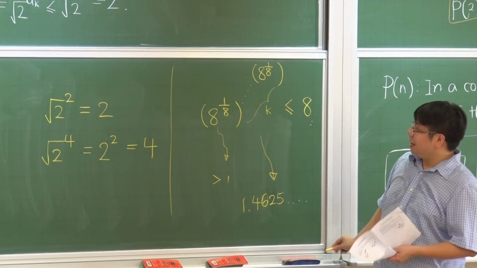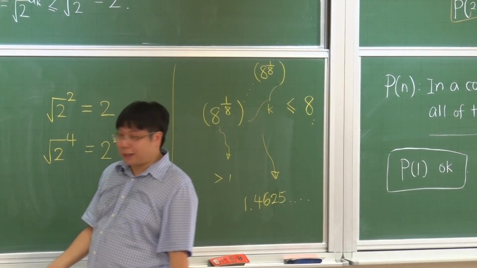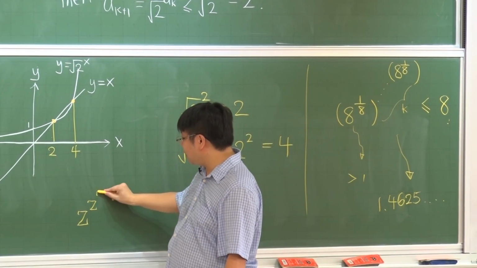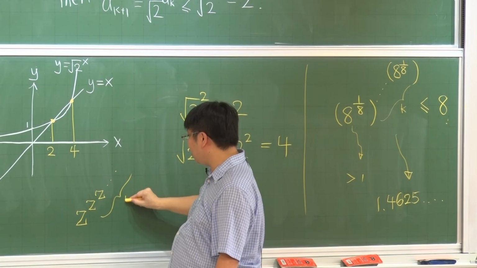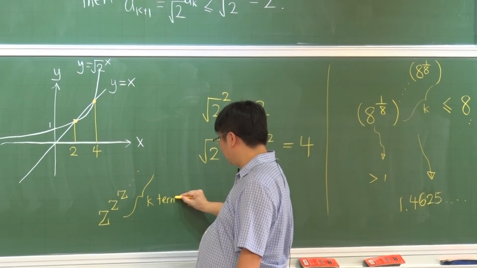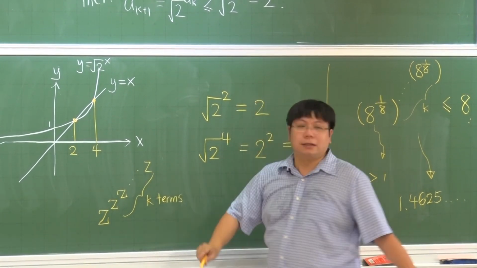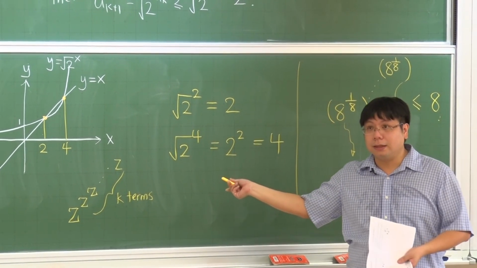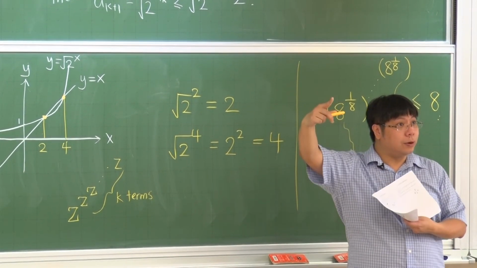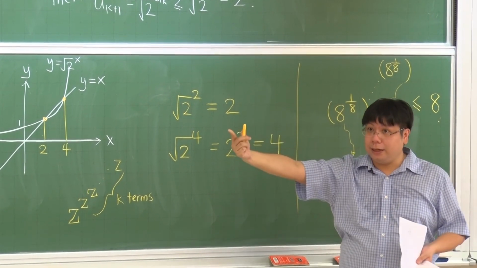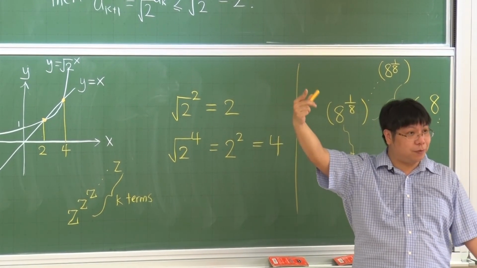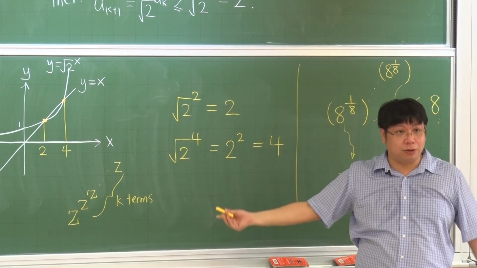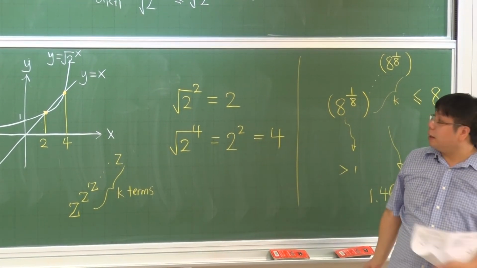Okay. Now in general, we are asking, if I give you a number z, and then z to the power z, up to k times, does the limit of this one exist? Then you will see that when z is equal to 2, then it cannot exist. Because 2, and then you get 4, and then you get 2 to the power 4, which is 16, and then you get 2 to the power 16, which is 65536, right? And then you get 2 to the power 65536, okay, this is super large already. So it grows, and then the limit does not exist.